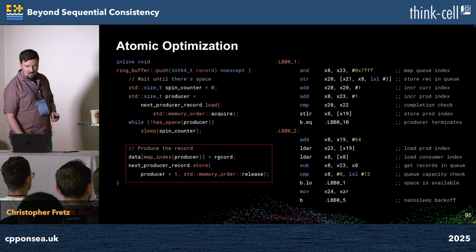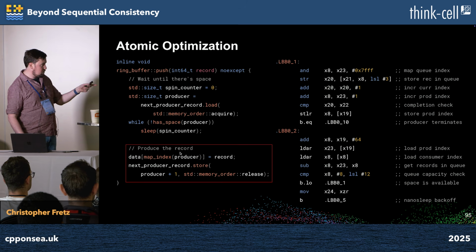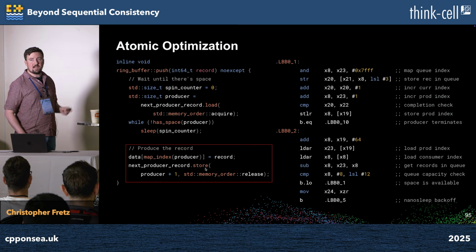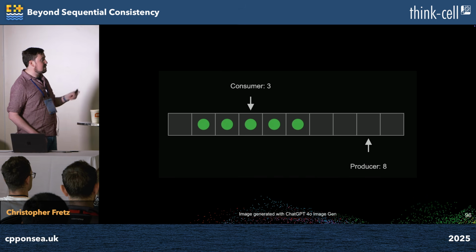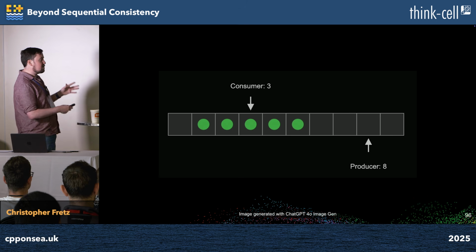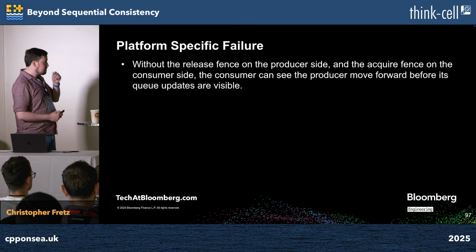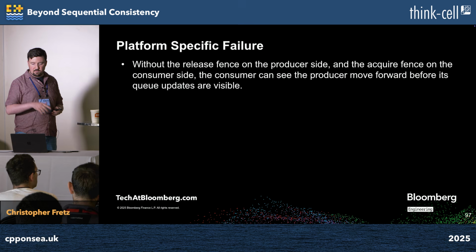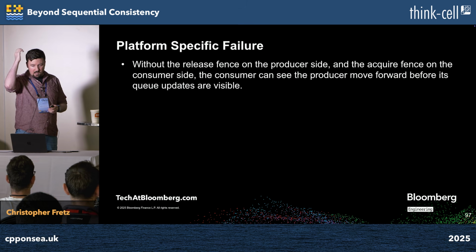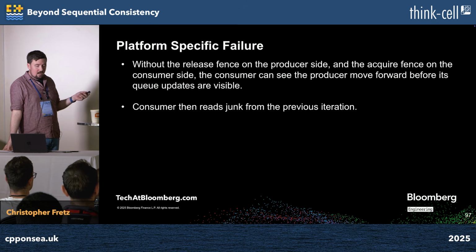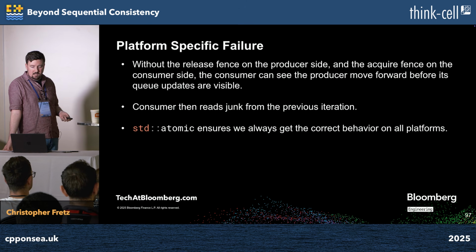The problem is that we store into the queue, we store into the data array, and then we increment our pointer, and it has to happen in that order. If it doesn't happen in this order, we get this weird, bizarre situation where the consumer sees the producer move forward before it sees its queue updates. With the release fence on the producer side and the acquire fence on the consumer side, that's prevented. Without that, the consumer can see the producer move forward before its queue updates are visible. The consumer then reads junk from the previous iteration, and std::atomic ensures that we always get the correct behavior on all platforms.